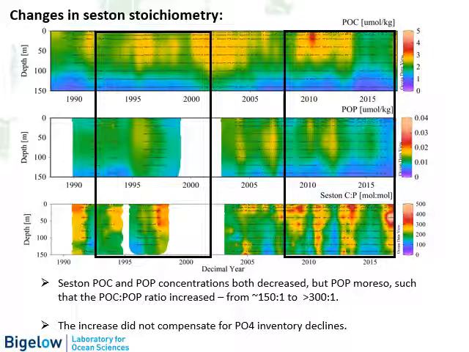When we look at 2010, we can see that again, we start high and get substantially lower for POC. POP shows a similar pattern, but now our carbon to phosphorus ratios are more consistently getting to much higher values, often up to 300 or perhaps even up to 400. And this is consistent with the system responding to that decrease in phosphate inventory.